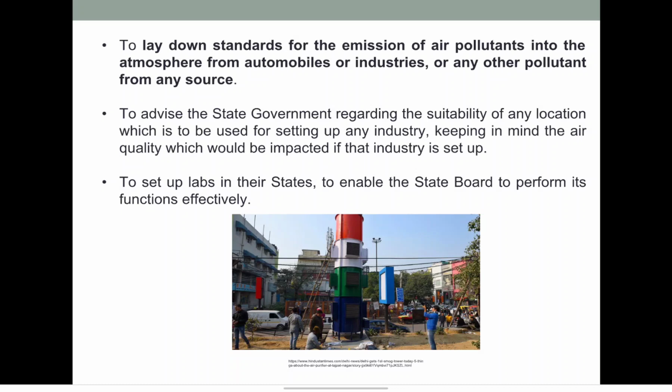The below is an illustration of the air purifiers. These are called smog towers. It is an example of smog towers. You can see this was set up in New Delhi to purify the air, that is, air pollutants. The air enters into the smog tower, and the purified air comes out. So for air purification, these smog towers are set up at various intervals.